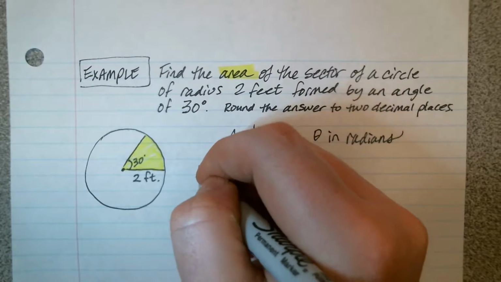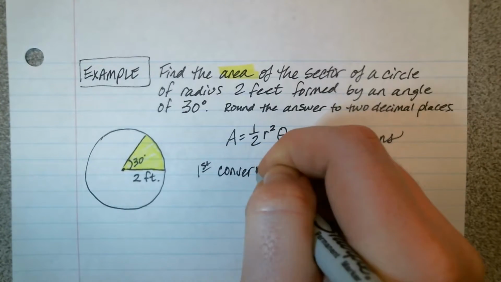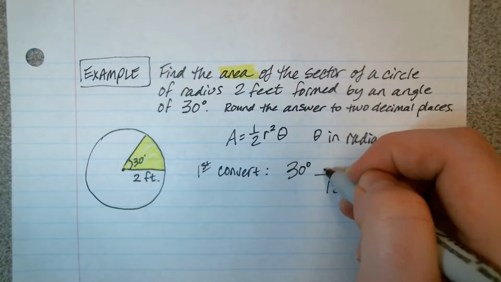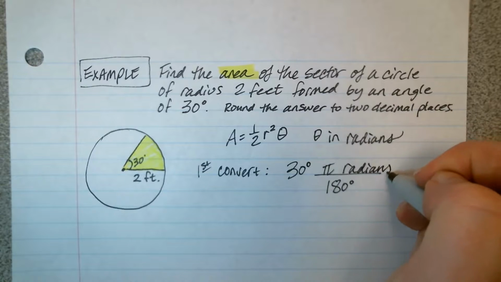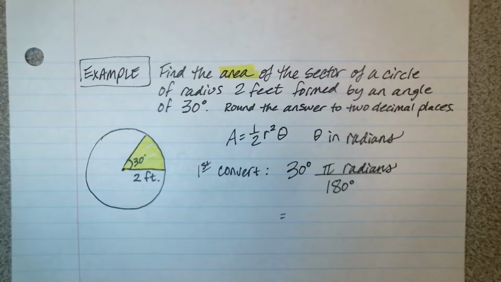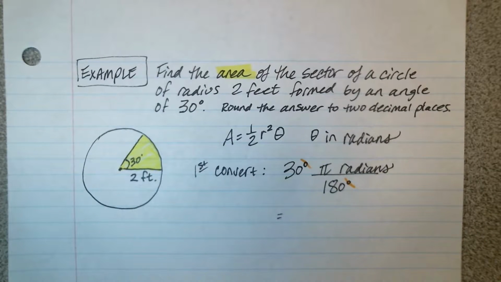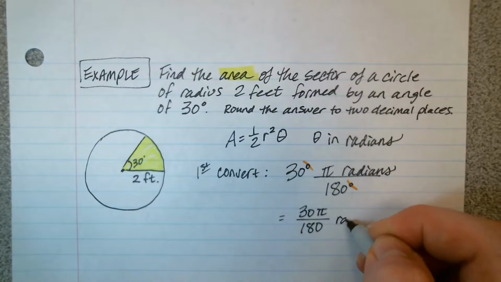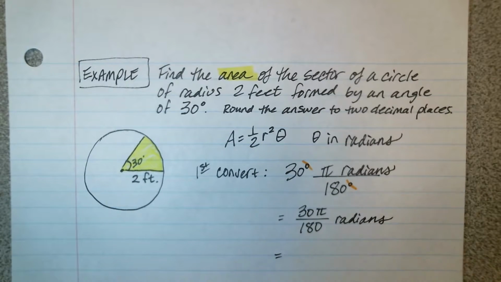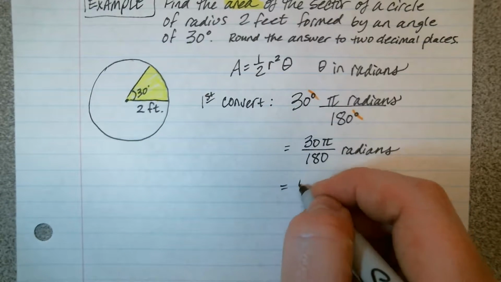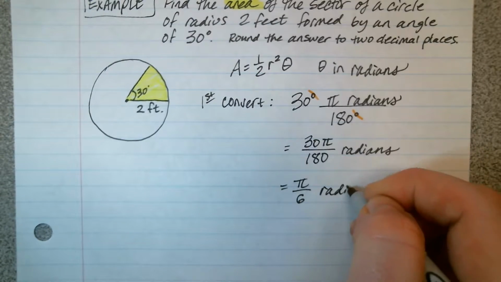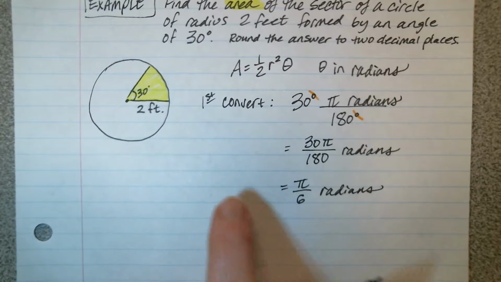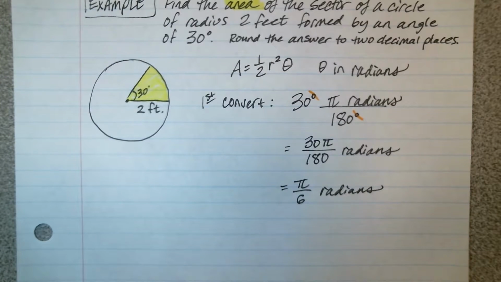So first we're going to convert 30 degrees, I need it in radians, so 180 degrees versus pi radians. I'm going to get, degrees will cancel, I'm left with radians, 30 pi over 180. Simplify that number. Pi over 6 radians. Okay, so we're going to use this measurement instead of this. It's the same quantity, just different units.